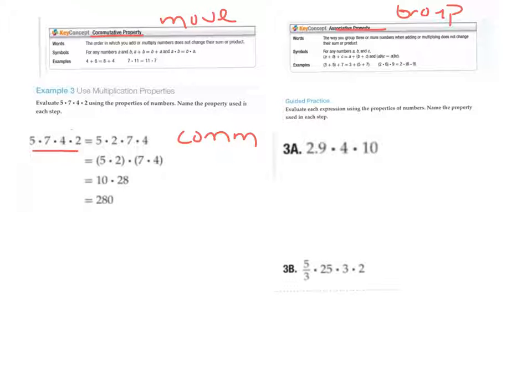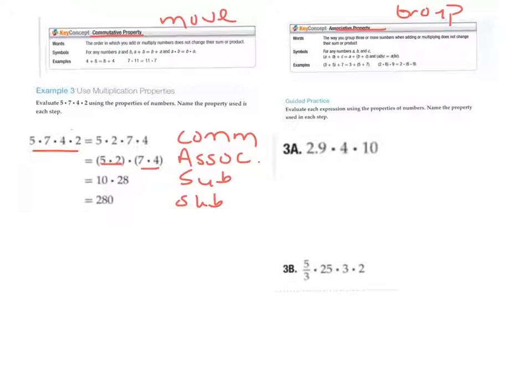Now if we go down here and I group the 5, 2 together and the 7, 4, because I'm grouping them, I have what's called the associative property. And then when I substitute 10 for 5 times 2 and 28 for 7 times 4, I have the substitution property. And once again, I have the substitution property because of the multiplication.